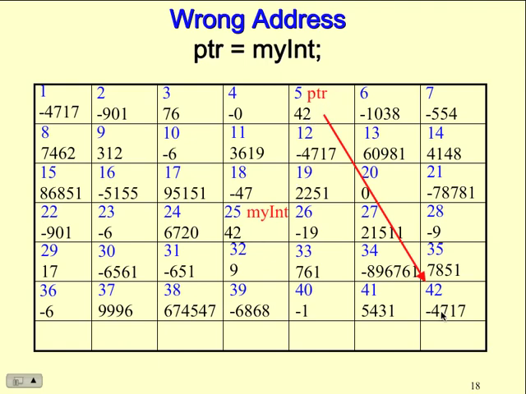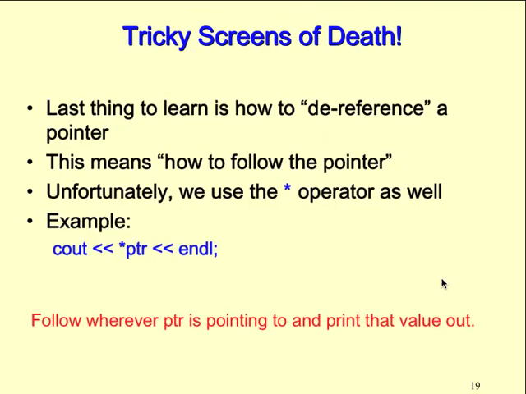Wrong memory address. So leaving out the ampersand and just making it equal to my int instead of the address of my int causes weird stuff to happen, and this is one of the problems we get with pointers. It's like assigning it the value instead of the memory address. And then we follow the pointer, go to cell number 42, and get the wrong value. And then we wonder, how come the program's not working?